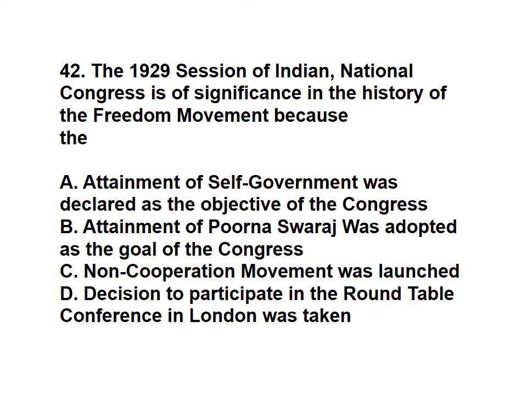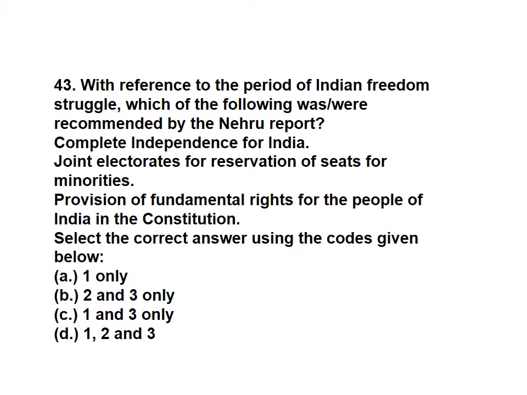Question number 42 is, the 1929 session of the Indian National Congress is of significance in Indian history because of the freedom movement. So the reason is option B, because the significance of the 1929 session of the Indian National Congress was the attainment of Purna Swaraj, and it was adopted as a goal of the Congress. Earlier it was not there, it was adopted in the 1929 session of the Indian National Congress. Let's move on to another question.